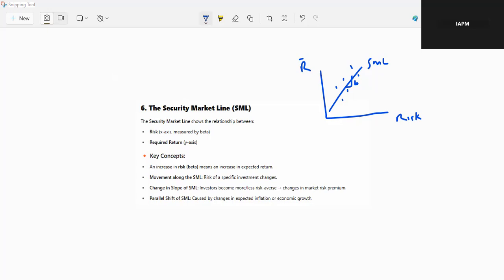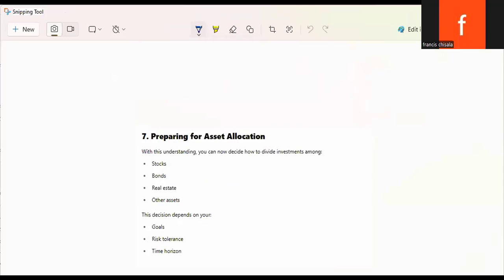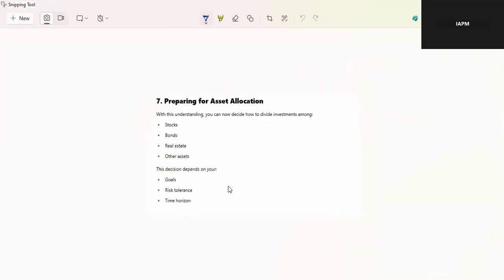No, sir. Okay. So in this course, the first chapter also talks about preparing for asset allocation. So with this understanding, you need to decide how to invest into stocks, bonds, real estate, and other assets. You need to make a decision that will depend on your goals. So these are the factors that you need to look at. In this chapter, you need to understand that there are different asset classes, or what we call financial assets and real assets. Asset allocation is a process where you decide how you're going to distribute your investments across these different kinds of asset classes to balance your risk and your return.